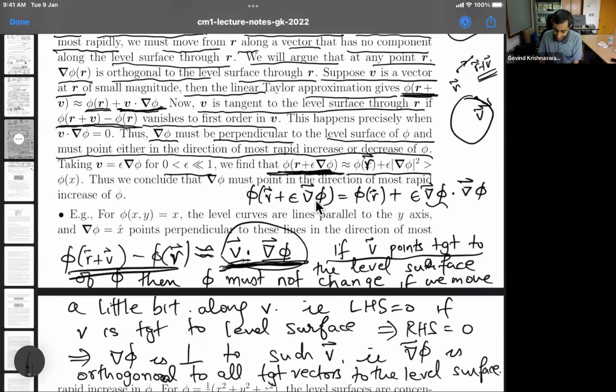Now you notice that this is the square of the length of a vector, grad phi dot grad phi. So that is greater than or equal to 0. And therefore the function at the new location is more than the function at the old location, bounded below by the function at the old location, and therefore it's increasing. Thus, we have concluded that grad phi must point in the direction of most rapid increase of phi. Okay, so that is our conclusion. I'm sorry, I've gone slightly over time. Any question about this?